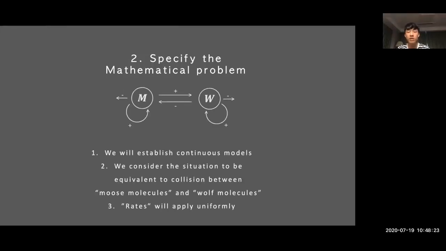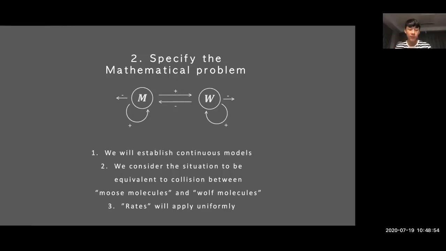Then we can specify the mathematical problem using this diagram here. First thing, we'll establish a continuous model because we see that the rate at which the two actors influence each other continuously varies. So we're going to establish a continuous model, that is, we're going to use things like differential equations. And second, we're going to consider the situation to be equivalent to collisions between moose molecules and wolf molecules. This is the assumption that we're going to make.